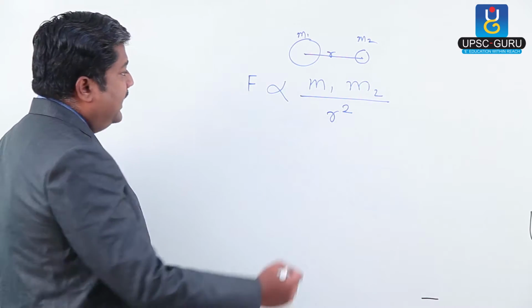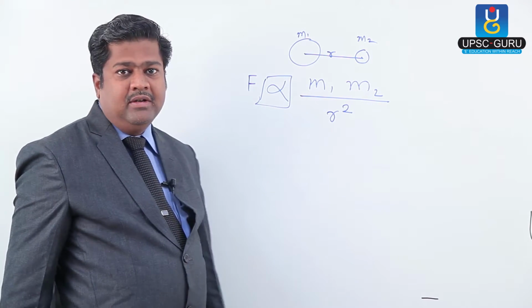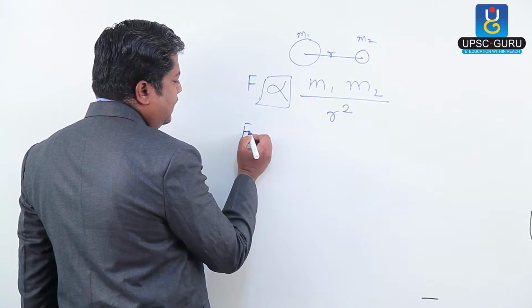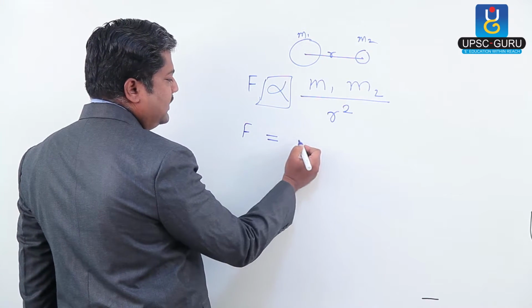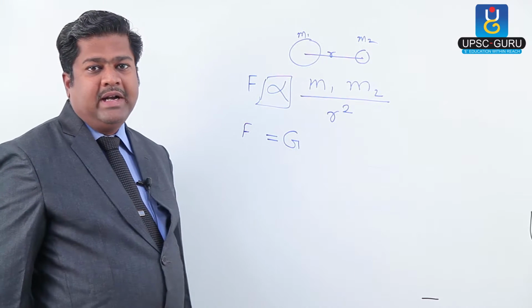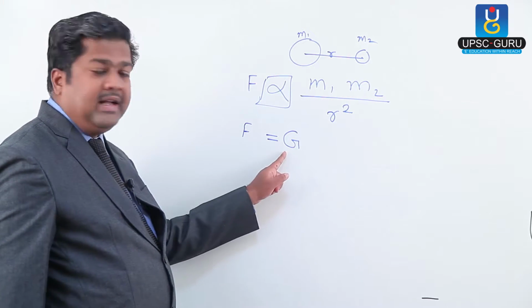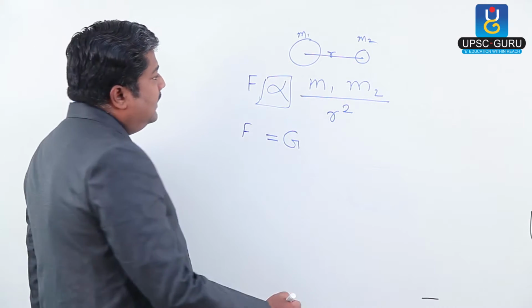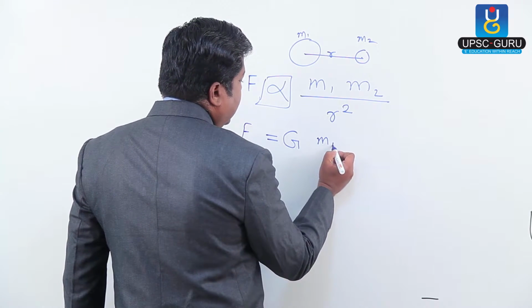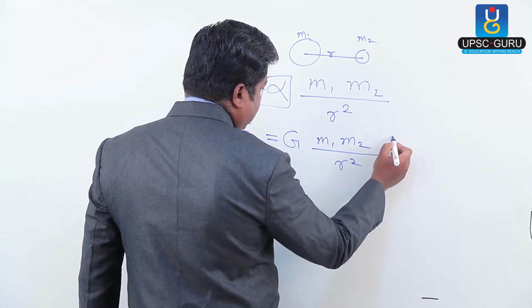Now this is the gravitational force. You are aware that I can't use this proportionality sign, so I have to replace it with an equal to sign and put in some constant. That constant is called the universal gravitational constant, given by capital G. So F equals G m1 m2 upon r square.